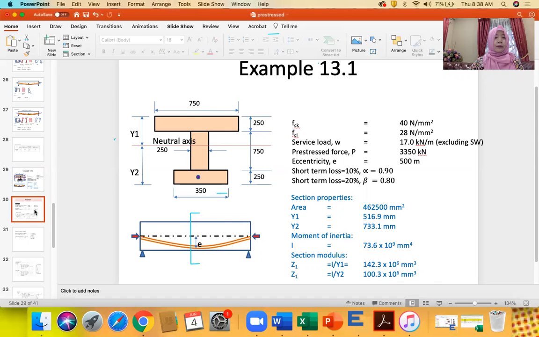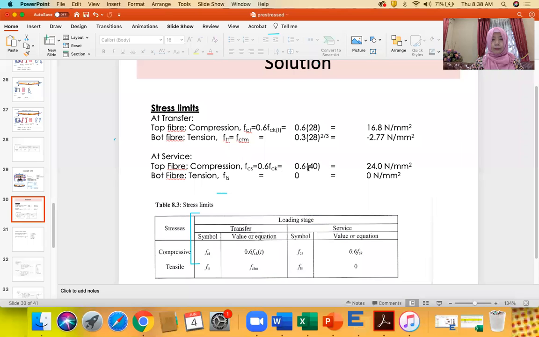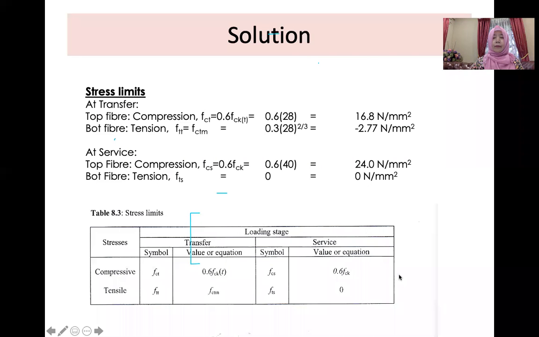Now go to the solution. For the solution, you can begin with the stress limits. In this solution, we begin with the stress limit, or you can directly calculate the top and bottom fiber. According to the solution in the book, we begin with the stress limits. Now we need to find the stress limit. As I mentioned just now, we must refer to table 8.3, the stress limit.